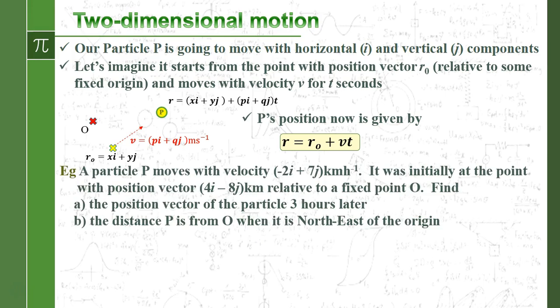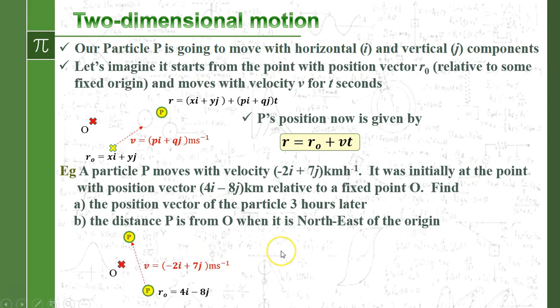So let's have a look. We've got an example here. A particle moves with velocity -2i + 7j kilometers per hour. We've got an initial position 4i - 8j, and we've got to find the position vector of the particle 3 hours later, and then for part B, the distance when it's northeast of our origin.